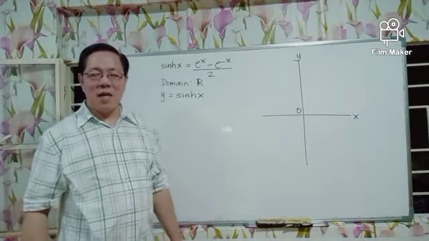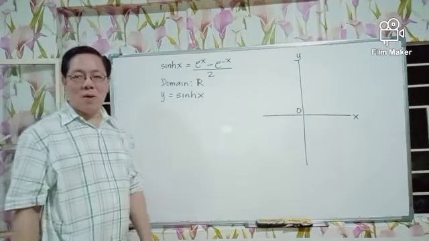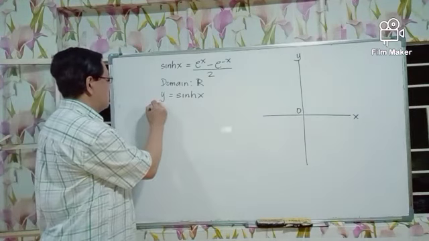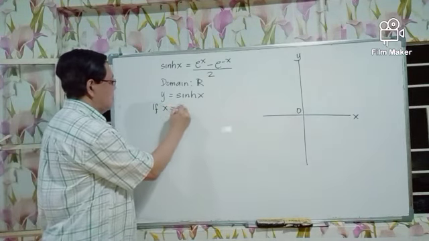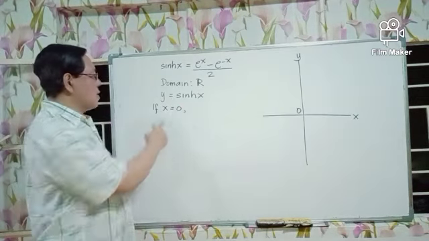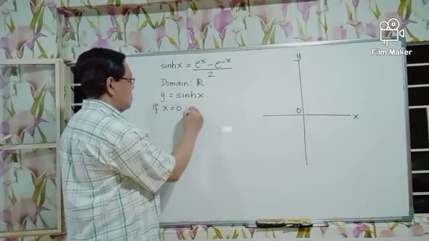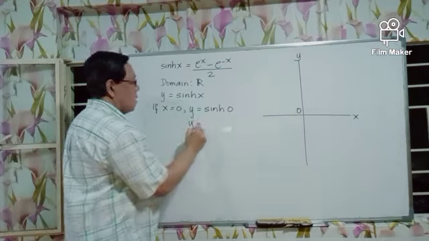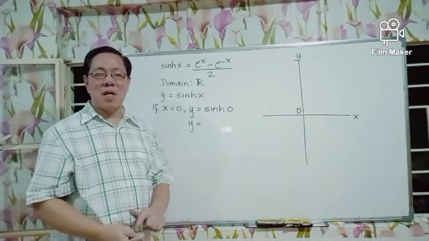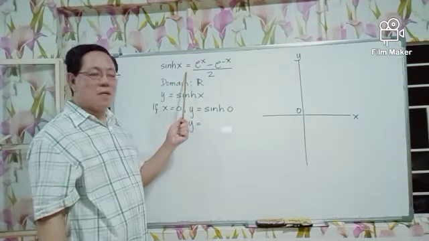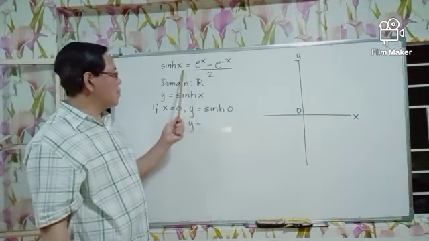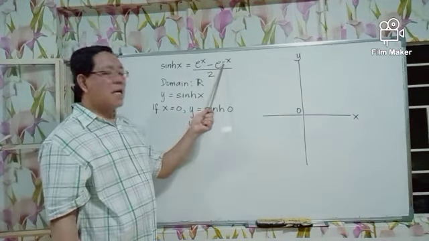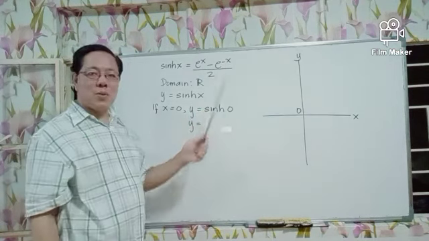the horizontal axis or the x-axis or the real line. And we start with x equals 0. If x equals 0, y equals hyperbolic sine of 0. And the hyperbolic sine of 0 is obtained by the definition of the hyperbolic sine of x by replacing x with 0. Hyperbolic sine of 0 equals e to the power 0 minus e to the negative 0 all over 2.